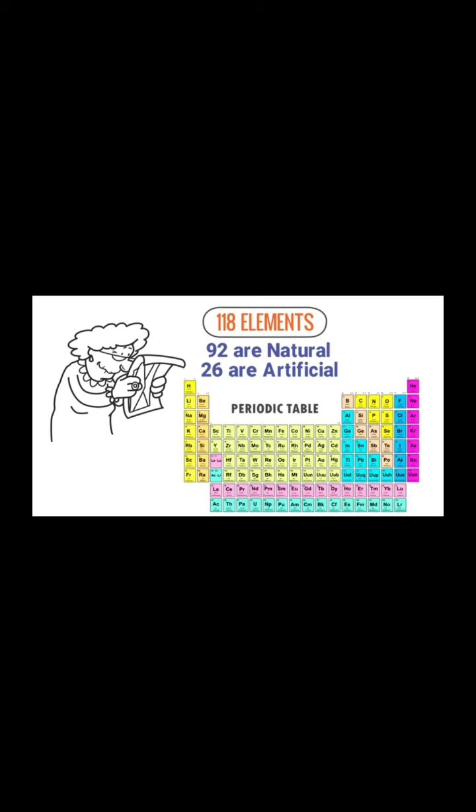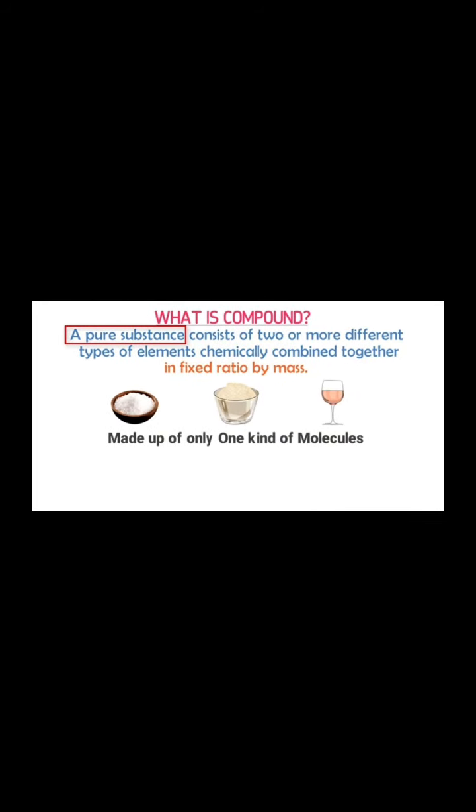Now, let's learn the definition for compound. Compound is a pure substance that consists of two or more different types of elements chemically combined together in a fixed ratio by mass. Examples for compound are sodium chloride, sugar, water, etc. Remember that compound is also a pure substance because it is made up of only one kind of molecules.